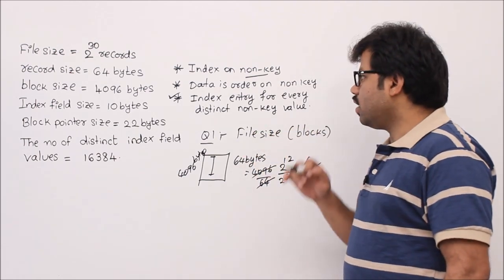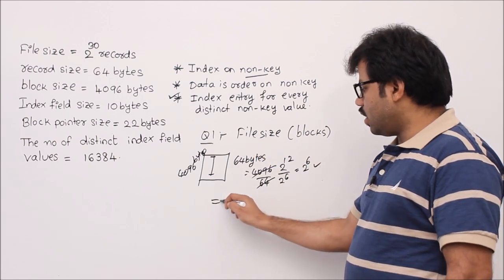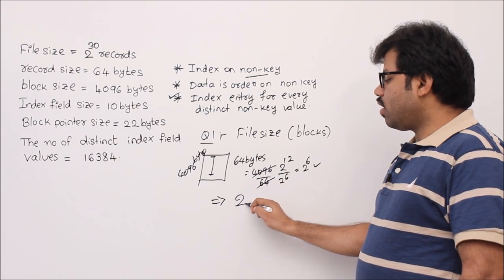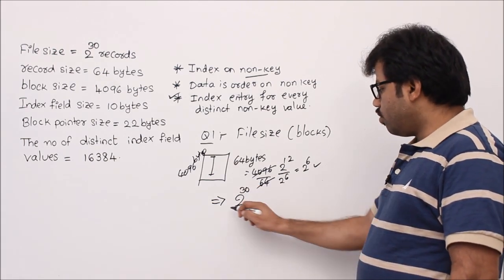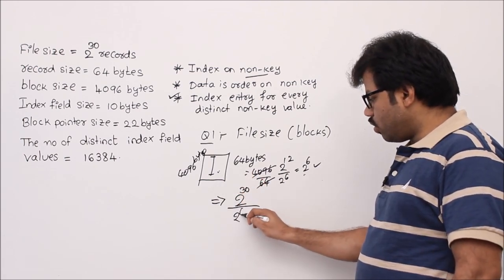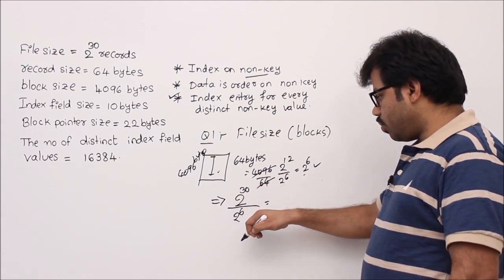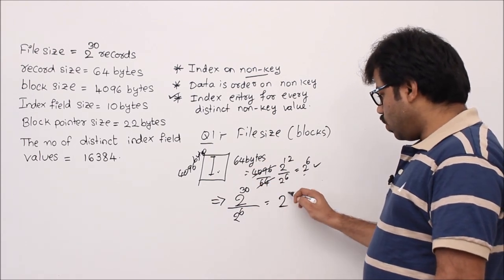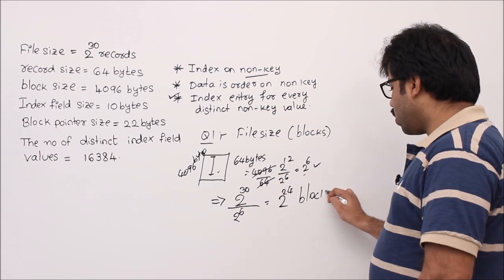Now let me focus on the number of blocks required for storing the file. For that we should go to the number of records in the original file. So how many records do we have in the original file? 2 power 30 records, right? But the capacity of a block is after all 2 power 6 records. Then you have to divide 2 power 30 by 2 power 6, and then you get the number of blocks required. It will be 2 power 30 by 2 power 6, 2 power 24. So finally you require 2 power 24 blocks.